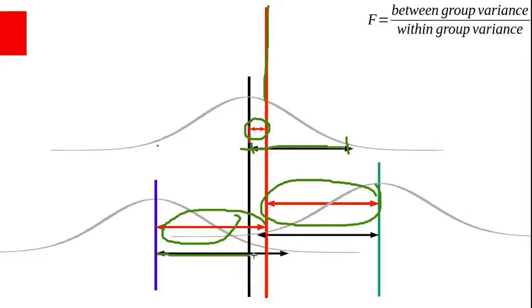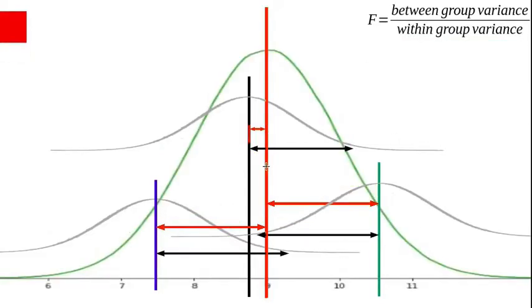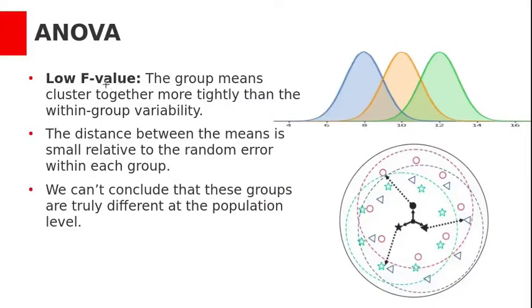Here, within group variances are more than between group variances. Between group variances are represented with red lines and within group variance is represented with black lines. Here, this within group variance is more. So, they might come from the same population. In this kind of scenario, the F value will be small. The group means are clustered together more tightly than the within group variability. These group means are closer. The distance between means is small relative to the random error within each group. This is the random error, the within group variance.